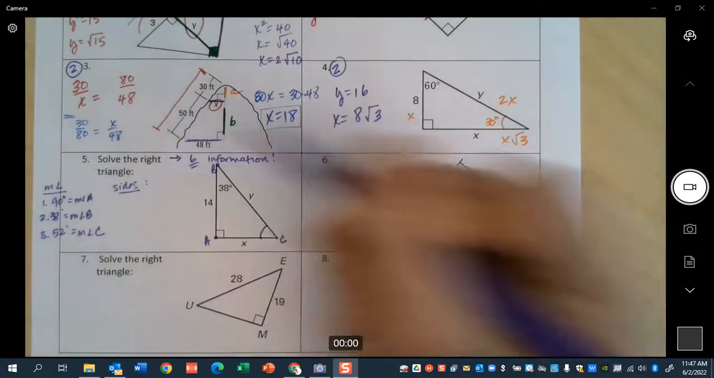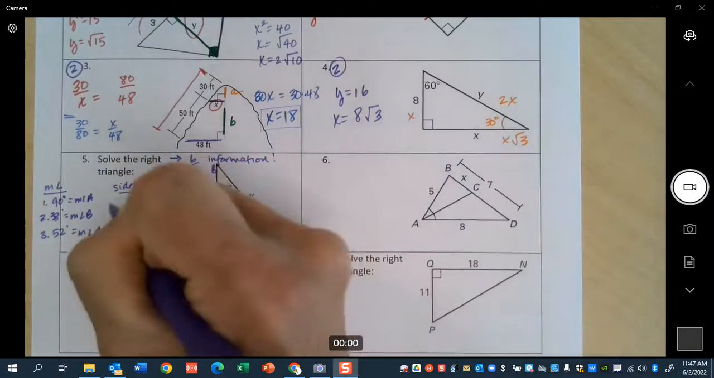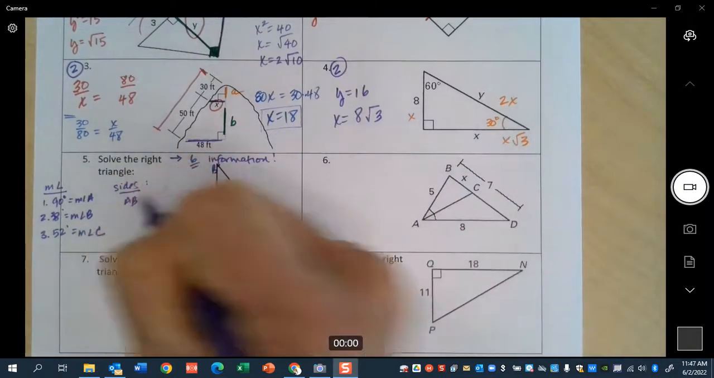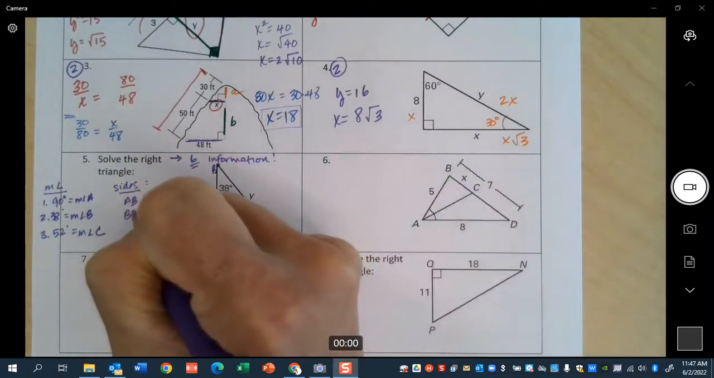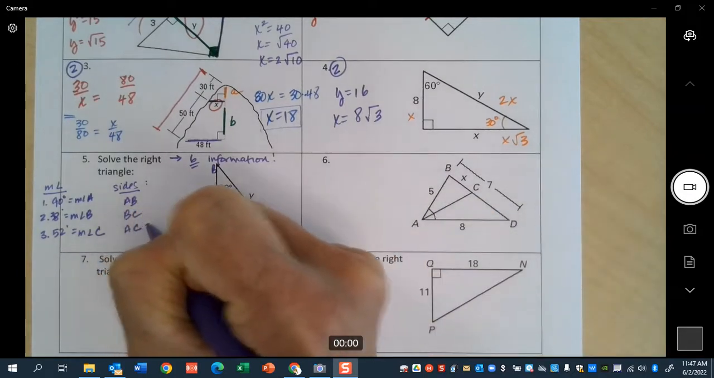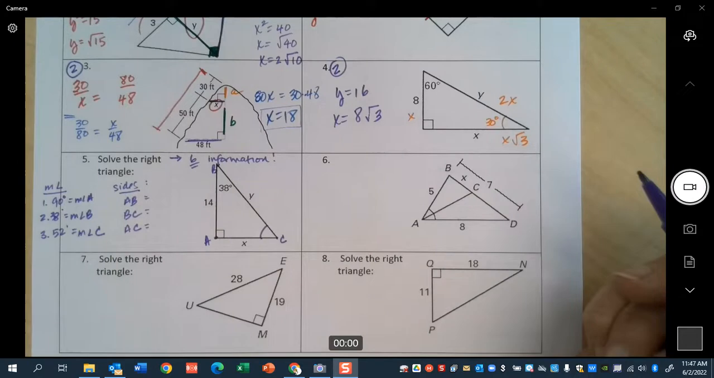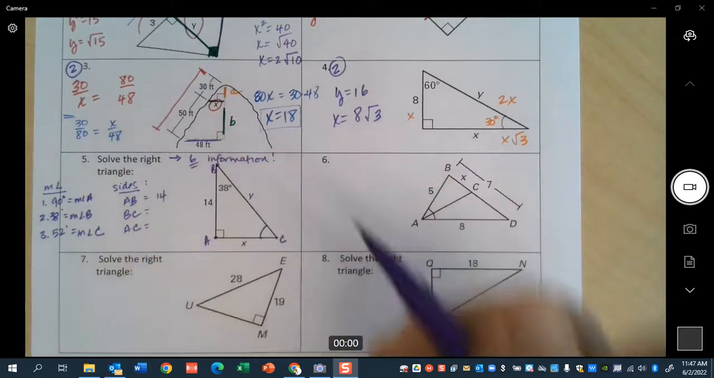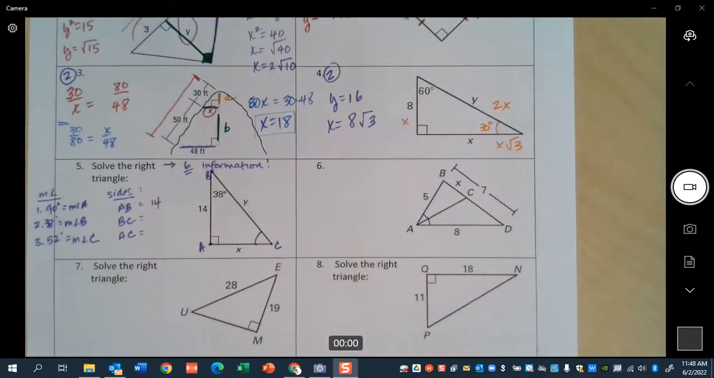I need 3 sides. I need to know the distance from A to B, the distance from B to C, and the distance from A to C. One of those I have. The 2 others I need to find. I'm going to do X or Y first.